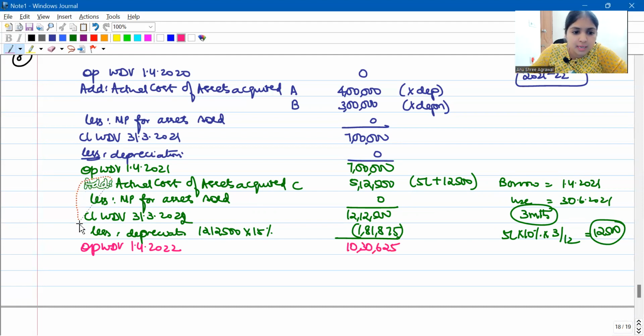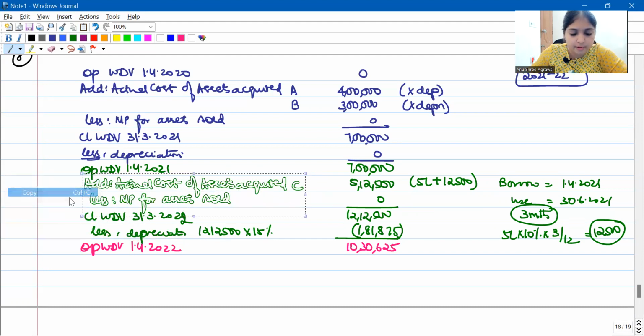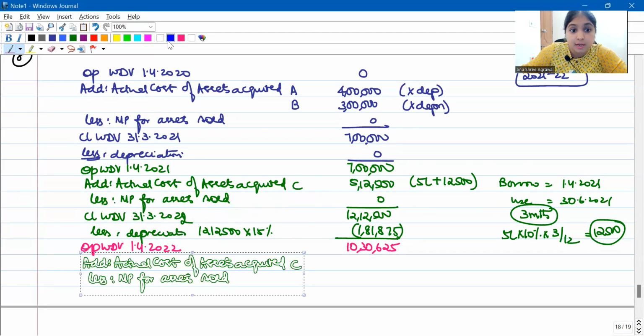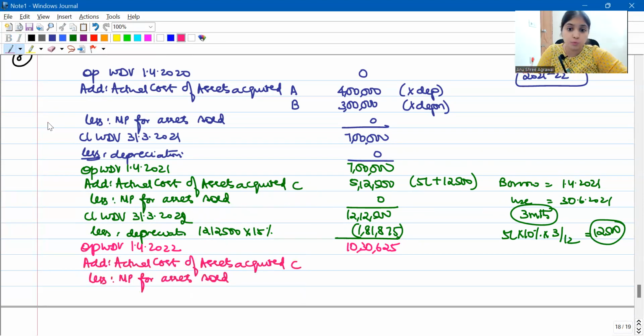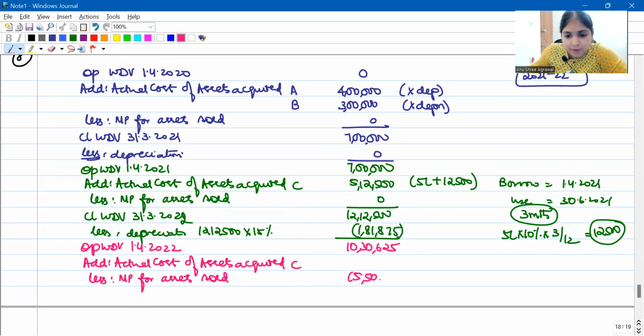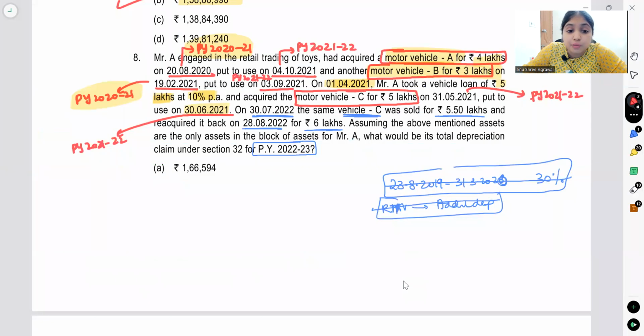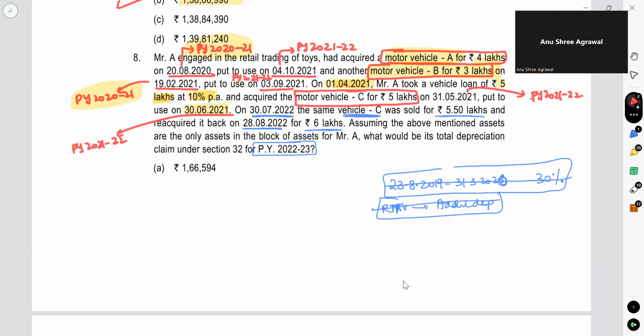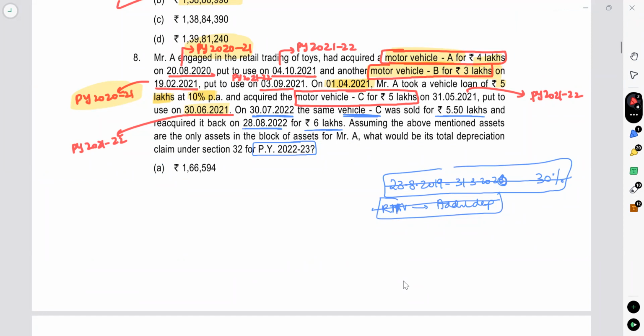Okay, then same drama, guys. Add actual cost of assets acquired. Did we acquire any assets? Now look at what has happened in 22-23. On 30th July 2022, vehicle C was sold for 5.5 lakhs. So which means we have monies payable 5,50,000, and it was reacquired on 28 August 2022 for 6 lakhs. It was sold and then it was repurchased. Guys, when it is sold and repurchased, what will the actual cost be?